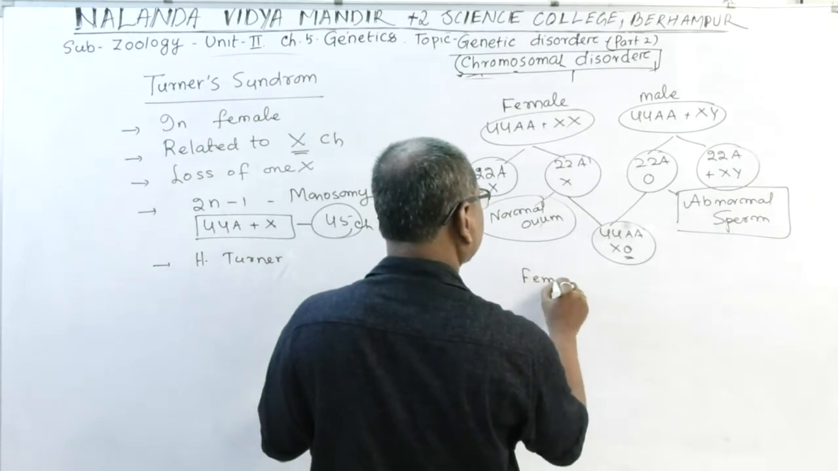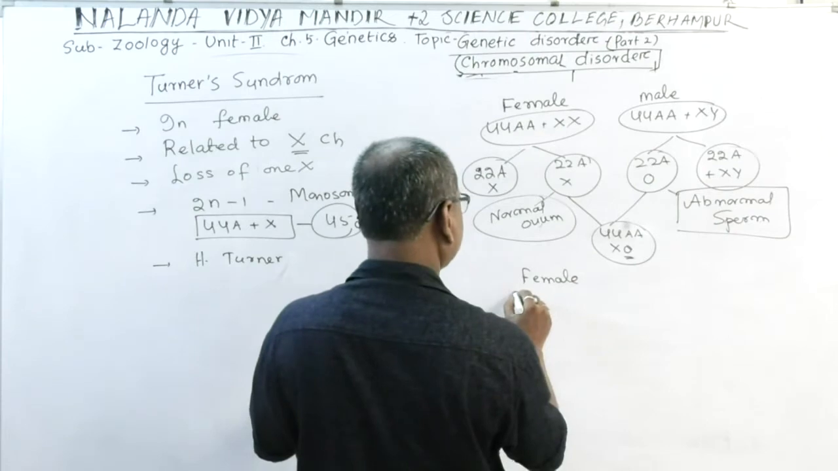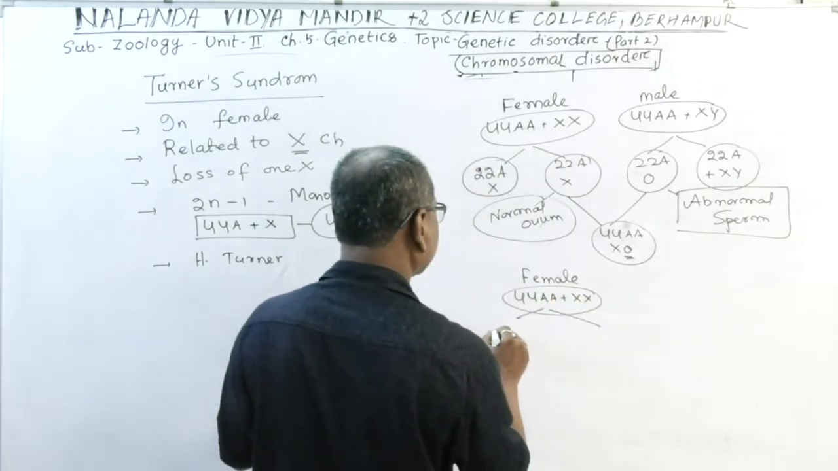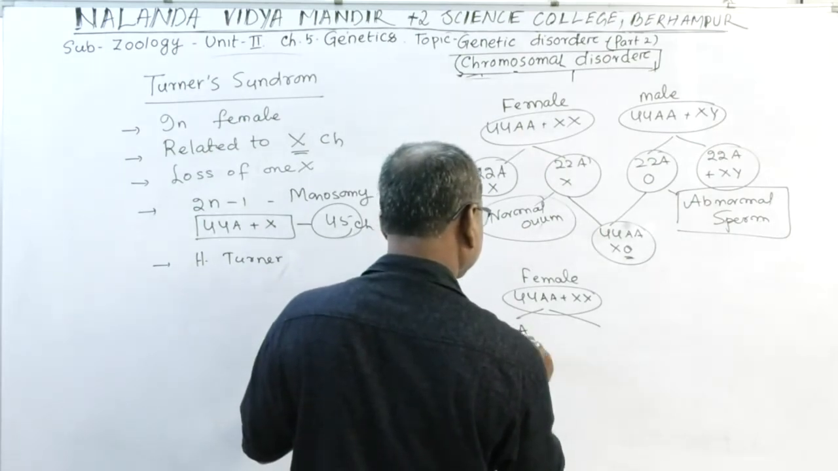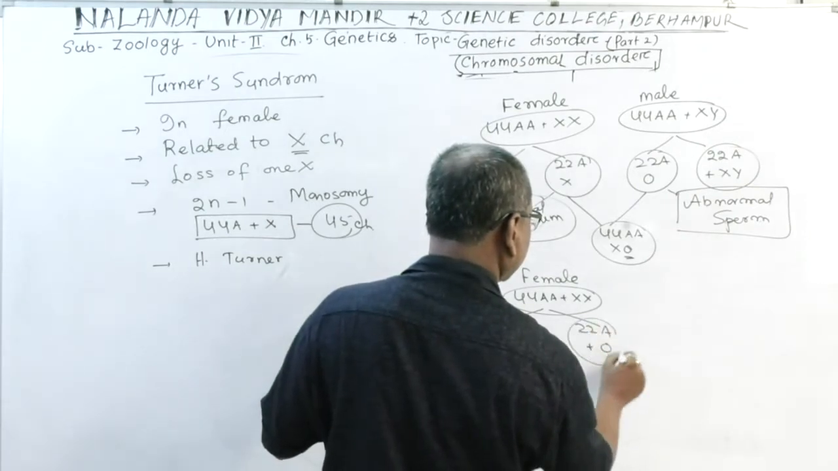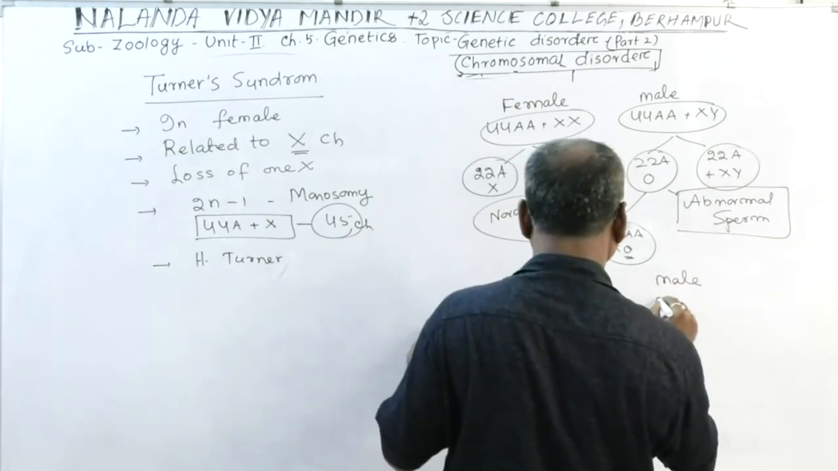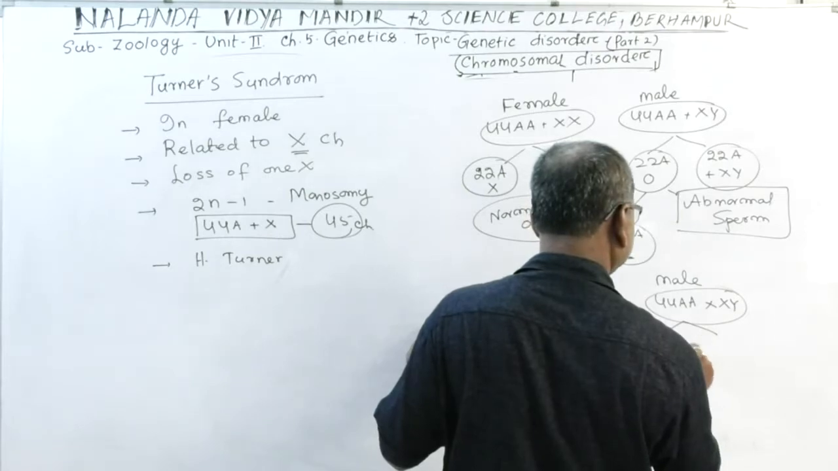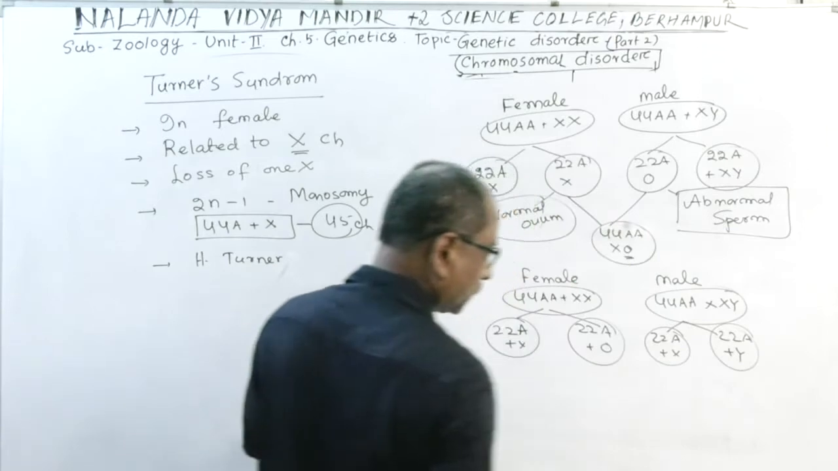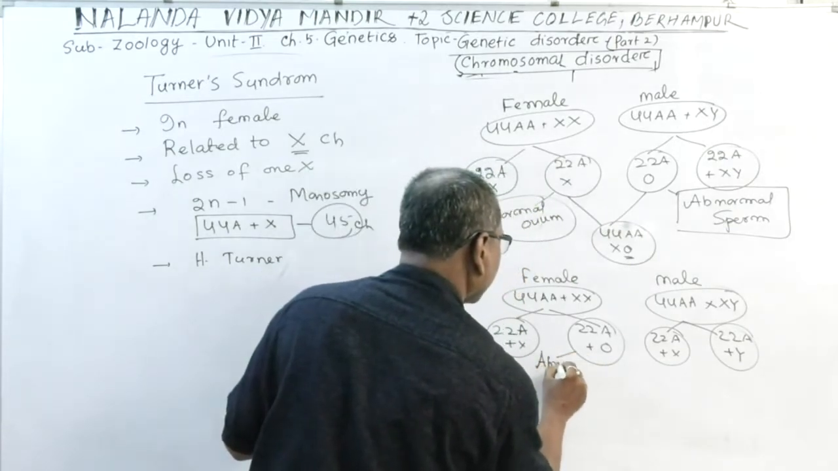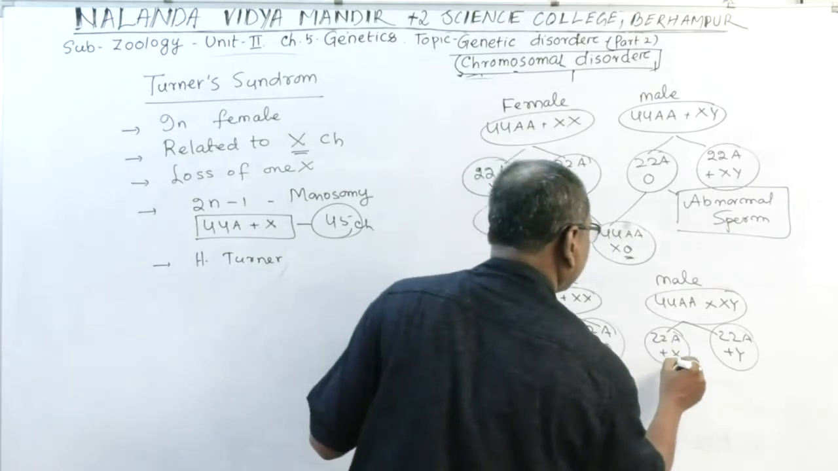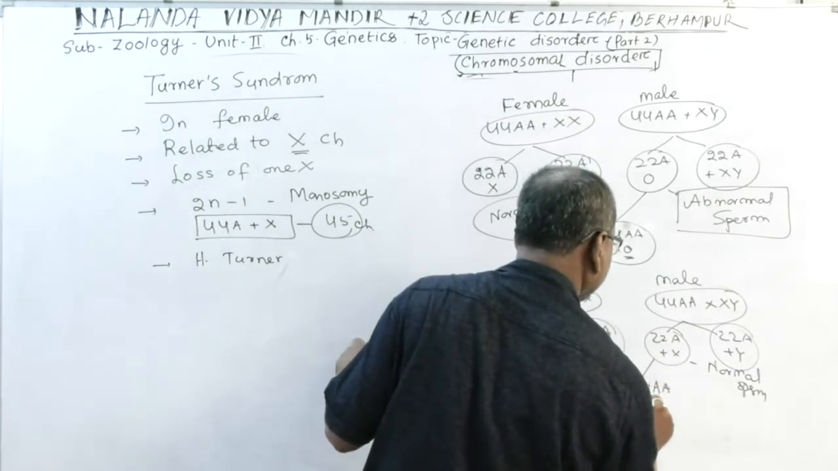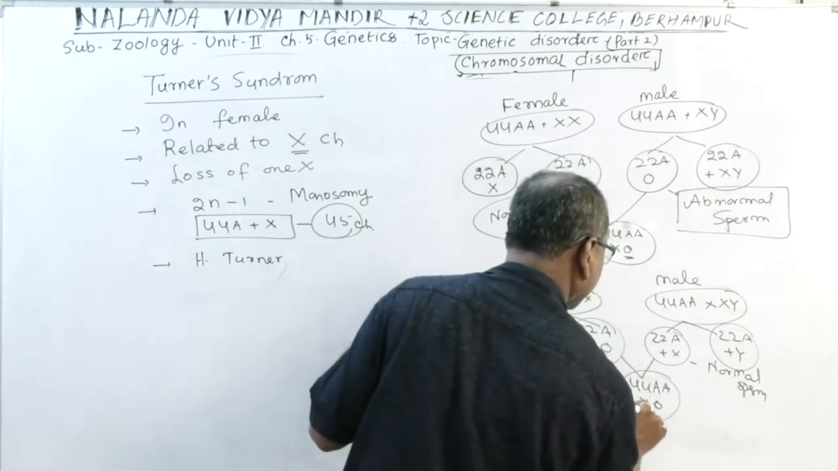In another case, the female with 44 autosomes plus XX produces abnormal gametes, that is 22 autosomes plus X and 22 autosomes without the sex chromosome. The male with 44 autosomes plus XY produces normal gametes, 22 autosomes plus X and 22 autosomes plus Y. When the abnormal ovum is fertilized by the normal sperm, then the female has Turner syndrome.